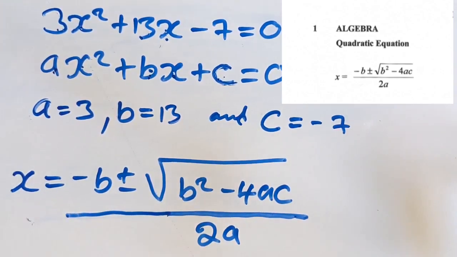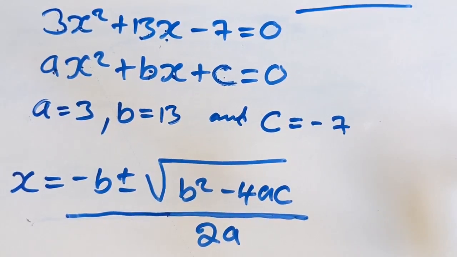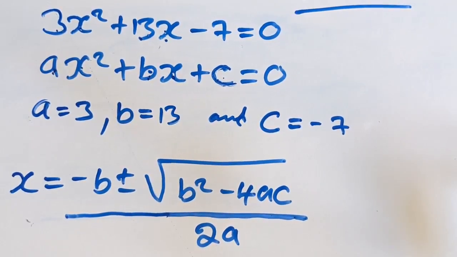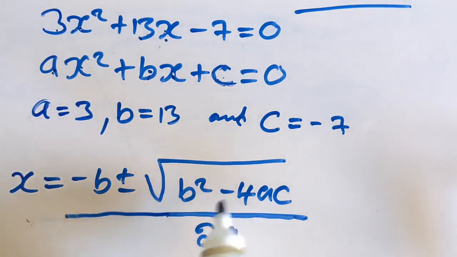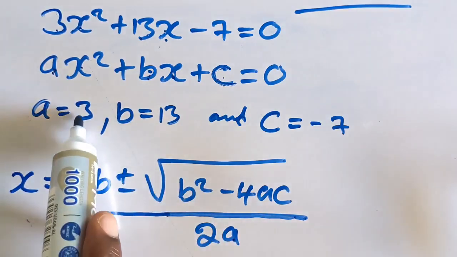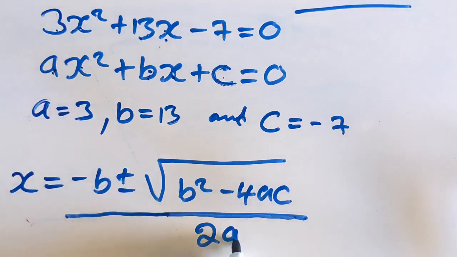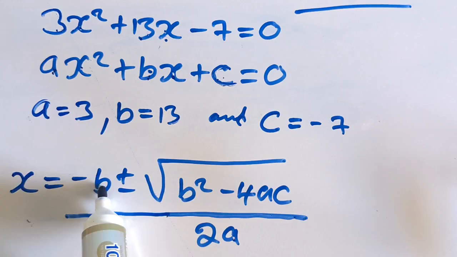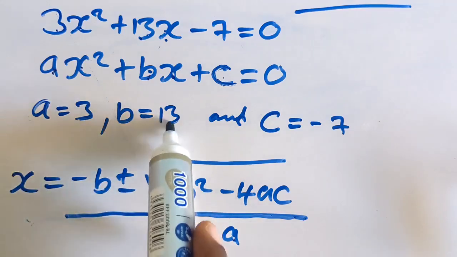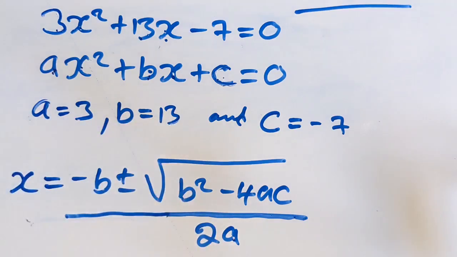Now, after copying the formula, what you are supposed to do is to substitute what a is in this formula. Where there is a, you're going to replace it with 3. Then wherever you are seeing b, make sure that you put 13.